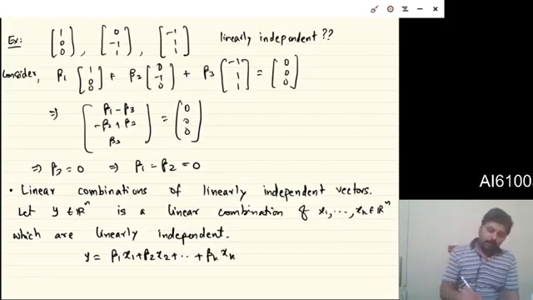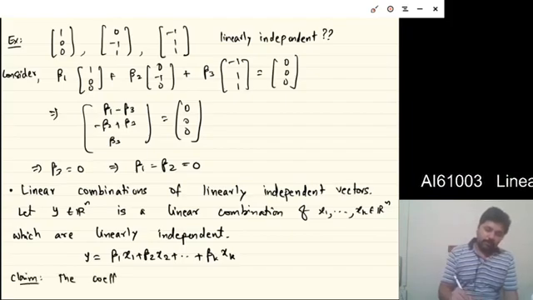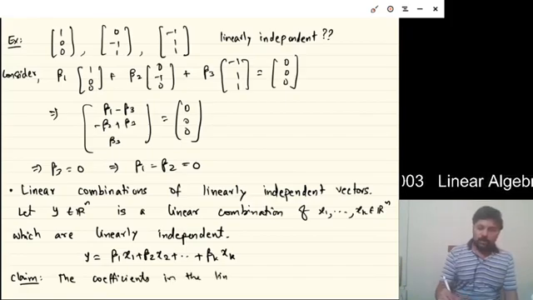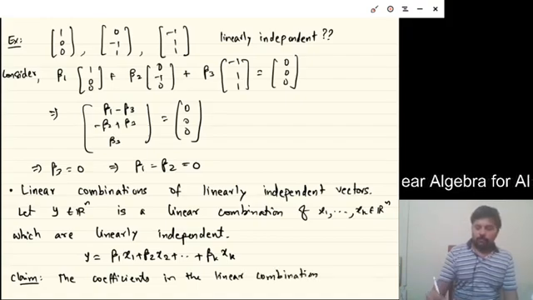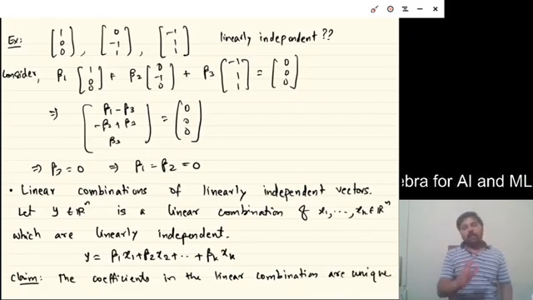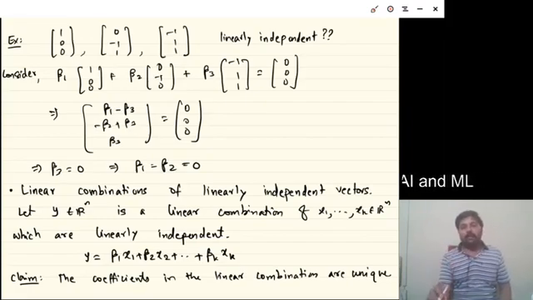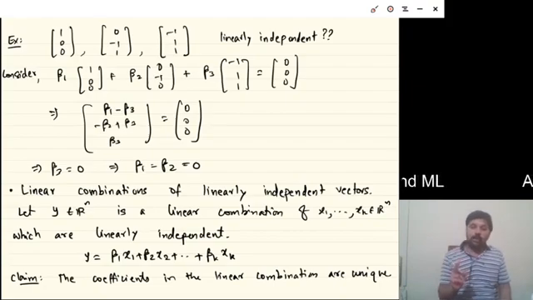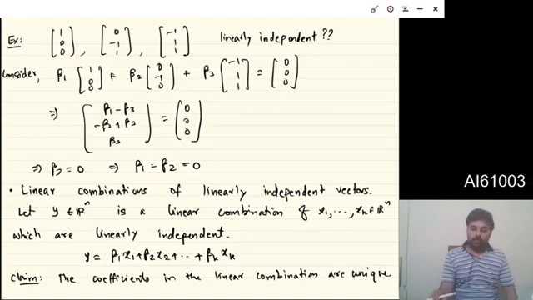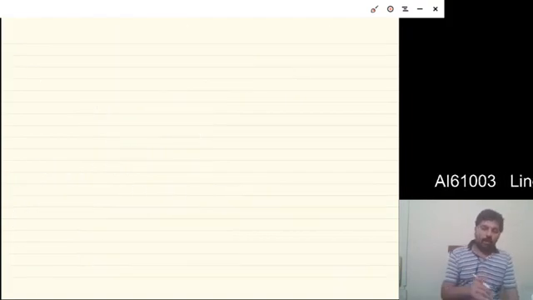Now what I claim is that the coefficients in the linear combination are unique. So what does that mean? That means that y can be uniquely expressed as a linear combination of these linearly independent vectors x1, x2, up to xk. The uniqueness is coming because of the linear independence of the vectors x1, x2 up to xk. That is really very important. So how to prove that?